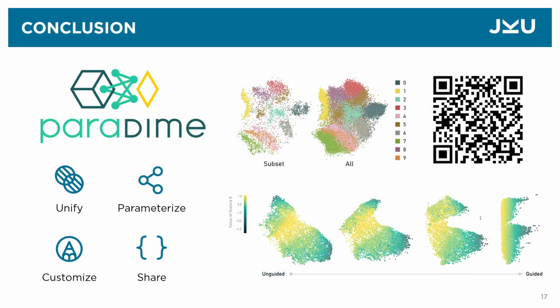So to wrap things up, ParaDime is a framework for parametric dimensionality reduction. It unifies existing techniques, but also allows users to customize them and experiment with new ideas. To this end, ParaDime introduces specifications based on a grammar of dimensionality reduction. If you want to learn more about ParaDime, this QR code will take you to the paper website that also includes links to the docs and the source code.